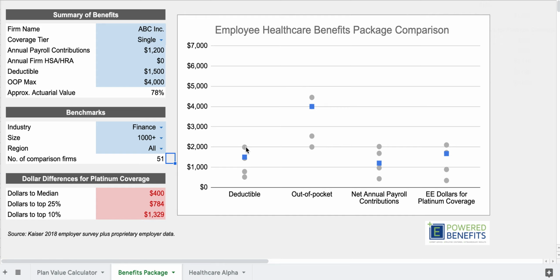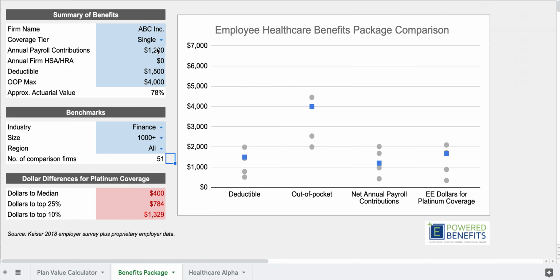10%, the lowest 10%, highest 10%. Since this is cost to employees, it looks at variables from deductible, out-of-pocket, net payroll contributions, and then it also looks at what the total package is, assuming everyone has a platinum coverage. So it essentially adjusts the premium to kind of normalize the plan design.